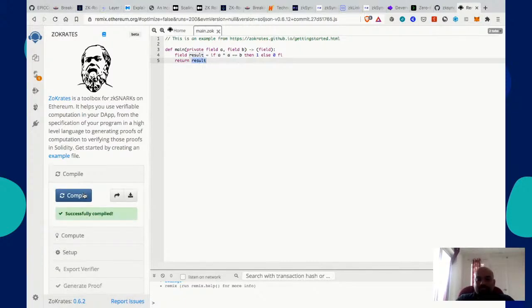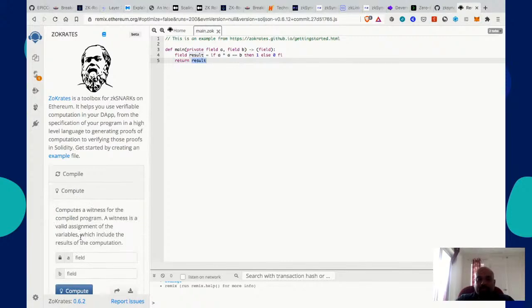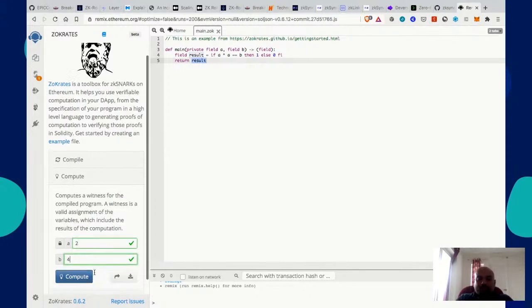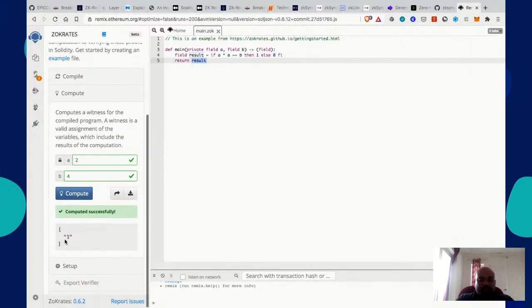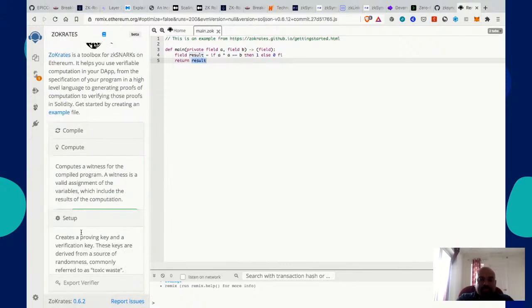You can compile this proof, then you can compute the example. You can give A square equal to B. For example, the proof is 2 square equals 4. You can give 2 and 4 and compute. You got 1, that means it's true. Let's give 2 and 5. When you compute, you will get 0 because 2 square is not equal to 5. Let's give 3 and 9. Let's compute. Now let's give 8. It's 0.